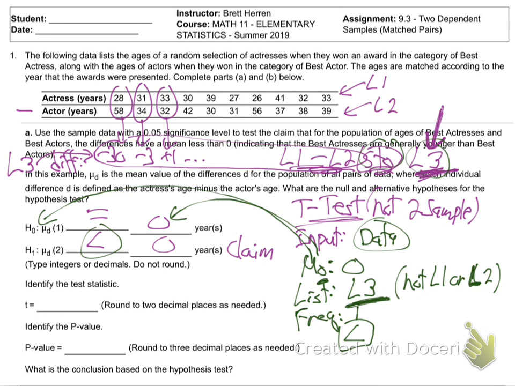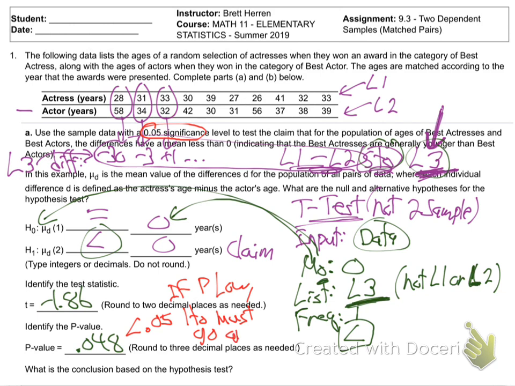When you do, I'm getting a t value that is negative 1.86. That's my test statistic, and my p value, that's 0.048. All right, so the question is, is that p value less than significance level? There's the significance of 0.05. Is that less than 0.05? Yes, it is, just barely. So if the p is low, it is low. The H0 must go away.